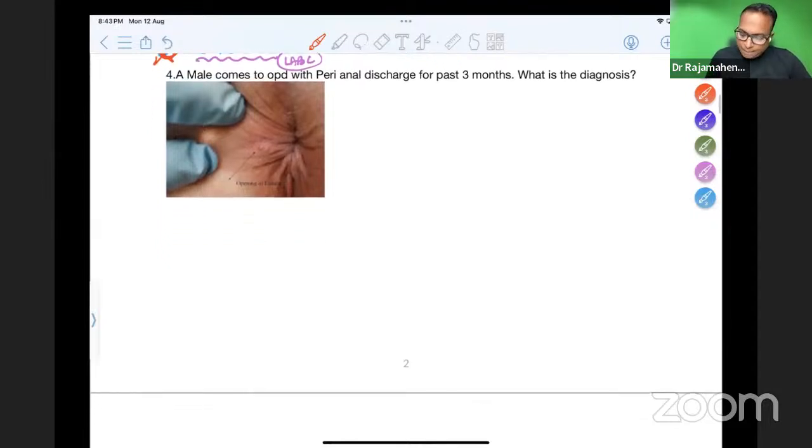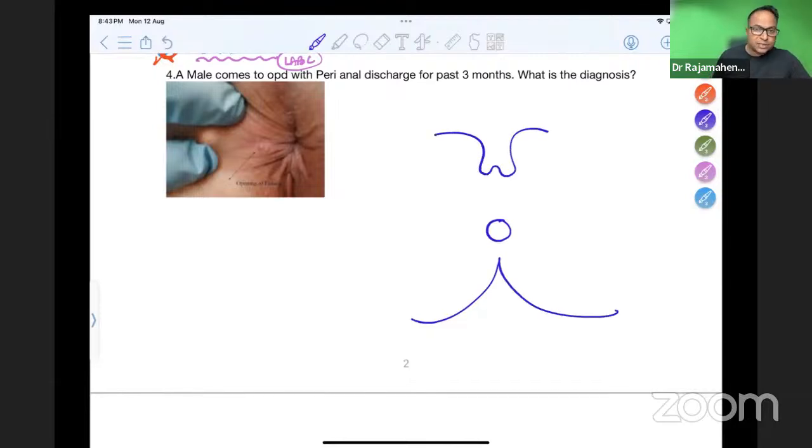Okay, so this is a fistula in ano. So the question choices, recalls, don't worry about anything. Those who appeared for the exam, just relax. Don't worry about anything.